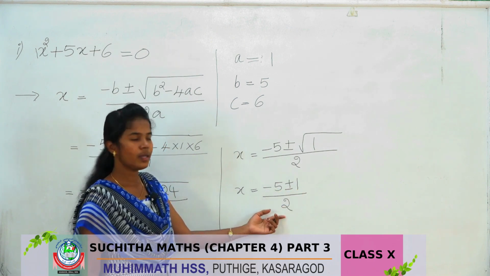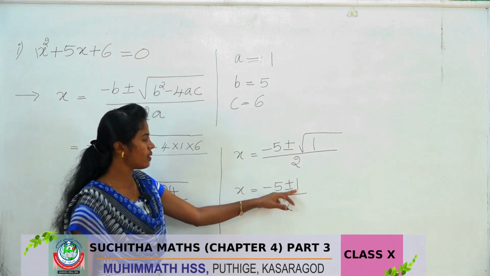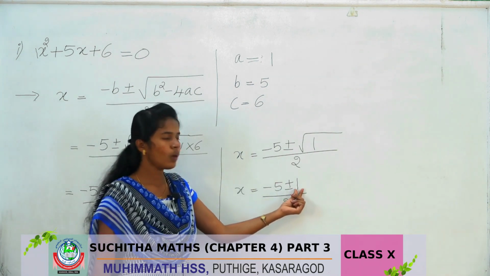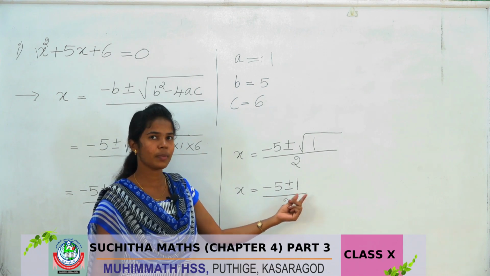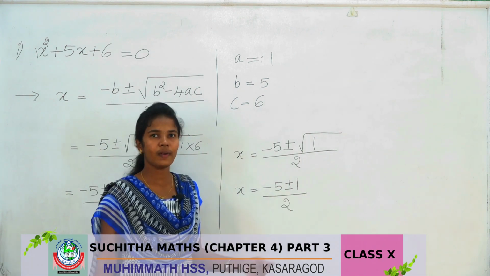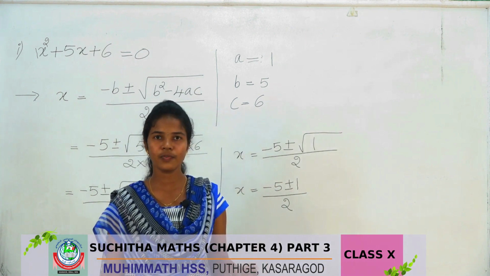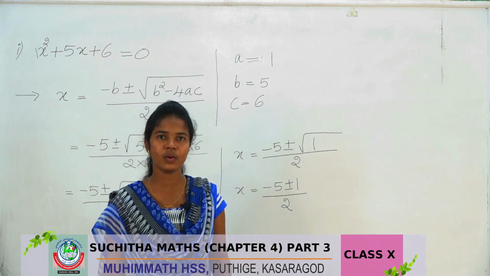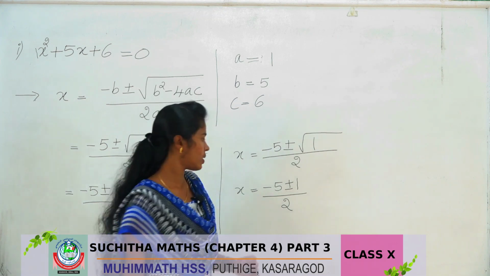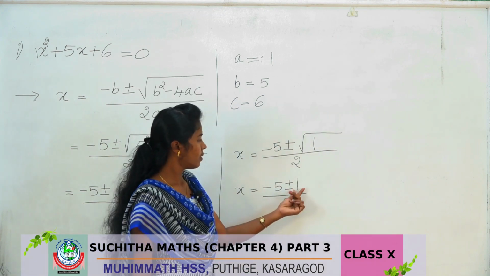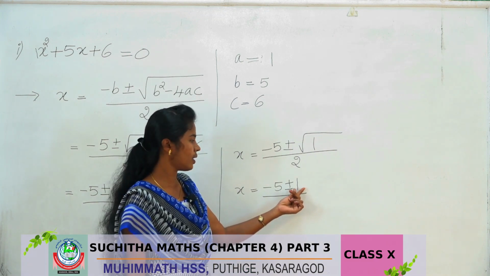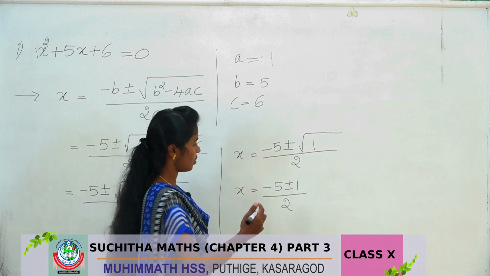divided by 2. Here the value of b square minus 4ac is 1. It is greater than 0. If the value of b square minus 4ac is greater than 0, then there are how many solutions? There are 2 solutions. Here b square minus 4ac is greater than 0, that is 1, then there are 2 solutions.